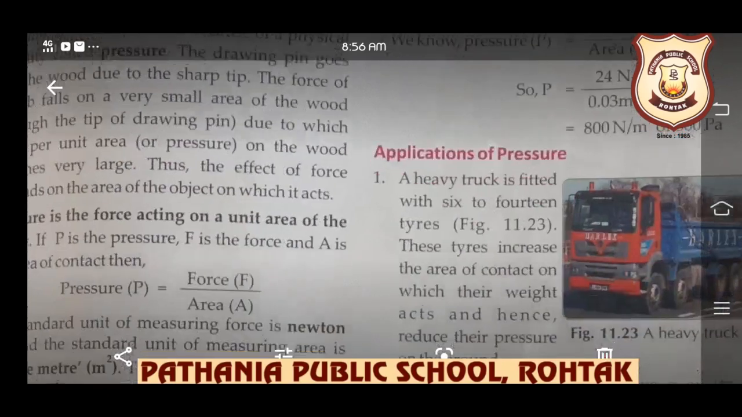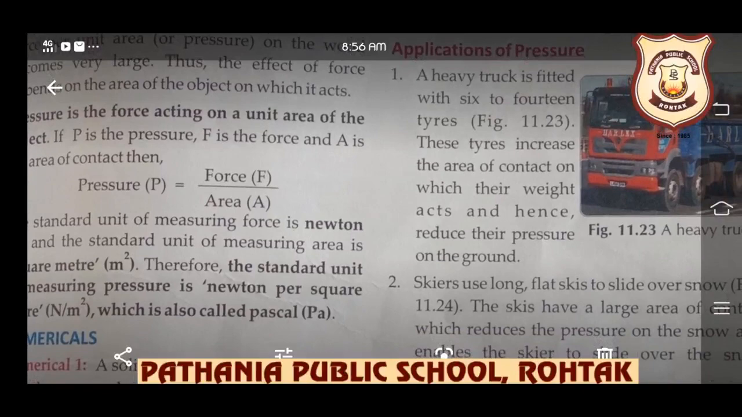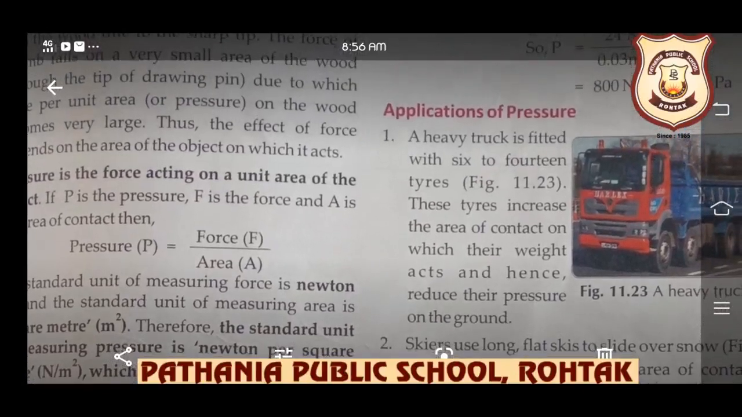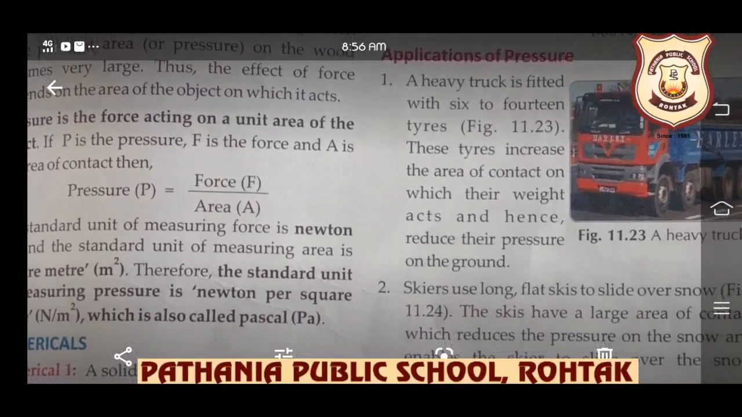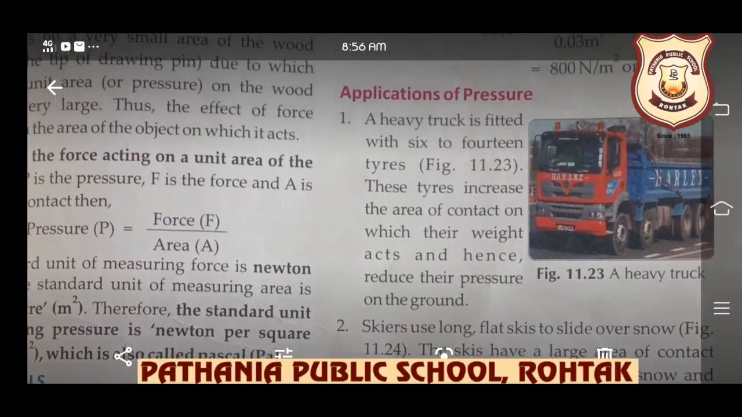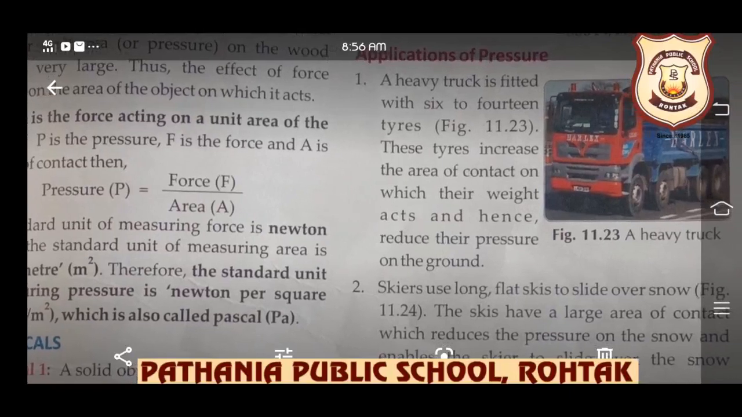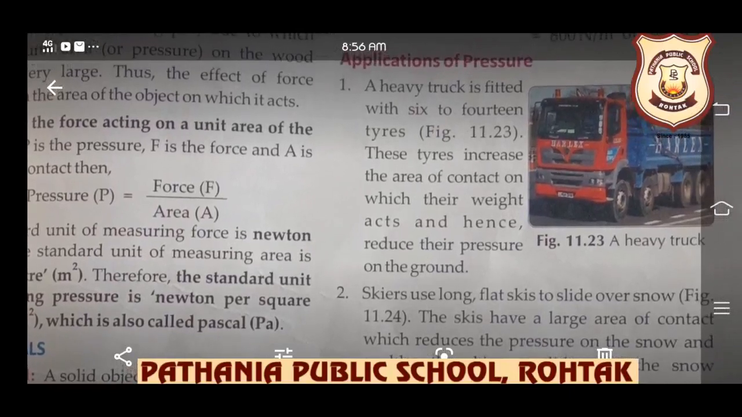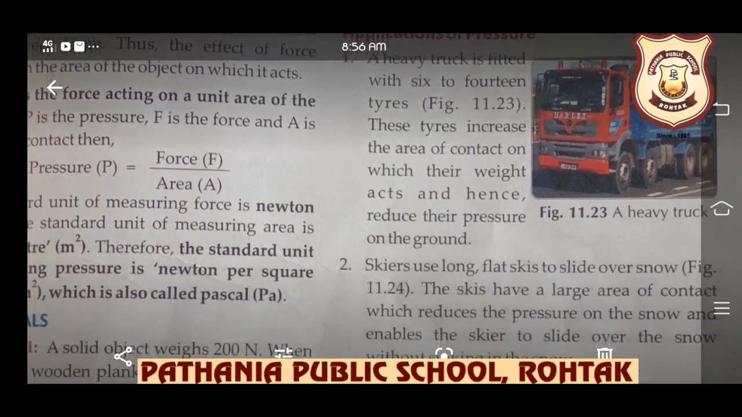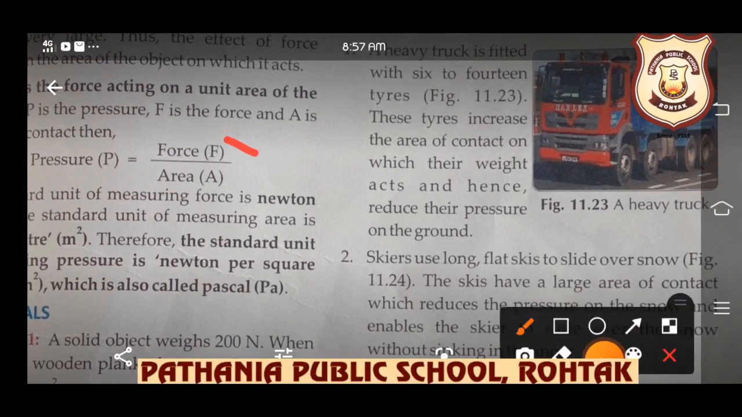Application होता है practically हम ये चीज़ कहाँ देखते हैं. First application is a heavy truck. See beta, a heavy truck is fitted with 6 to 14 tires. These tires increase the area of contact. जितने ज़्यादा टायर होंगे उतना ज़्यादा ground के साथ area increase हो गया, and hence when the area is increased, pressure is decreasing because we know that pressure is inversely proportional to area. What do you mean by inversely proportional? Inversely proportional का मतलब होता है अगर एक quantity increase होगी तो उसके साथ दूसरी quantity decrease होगी.